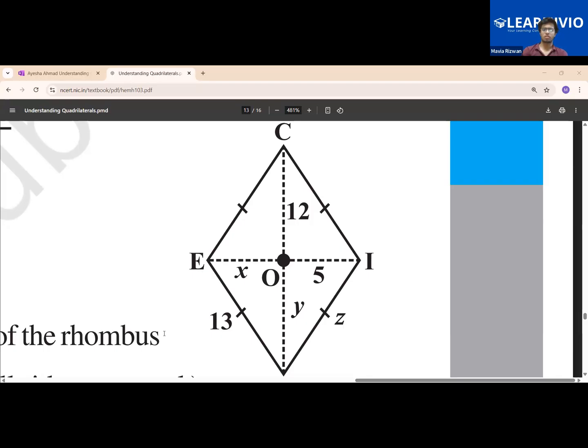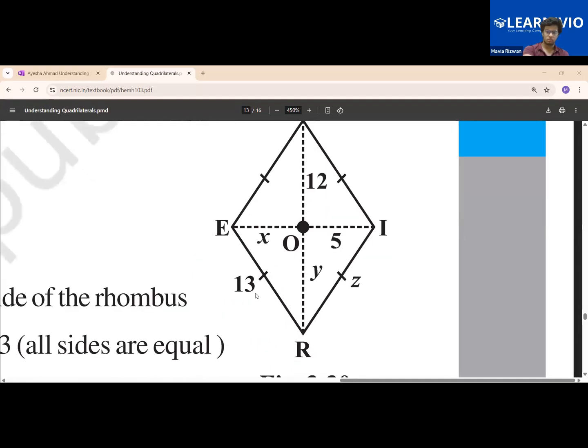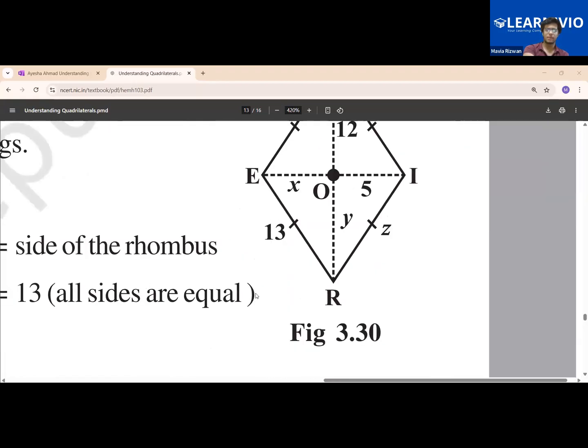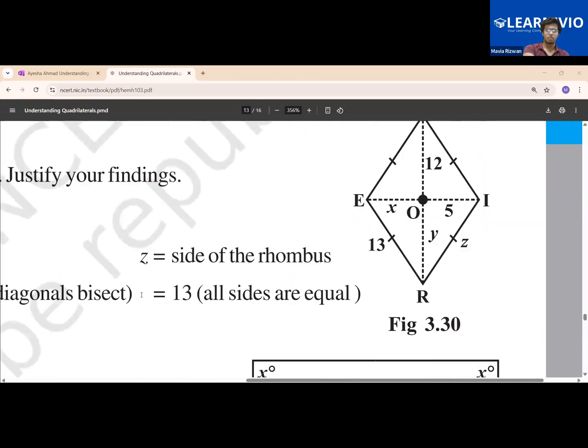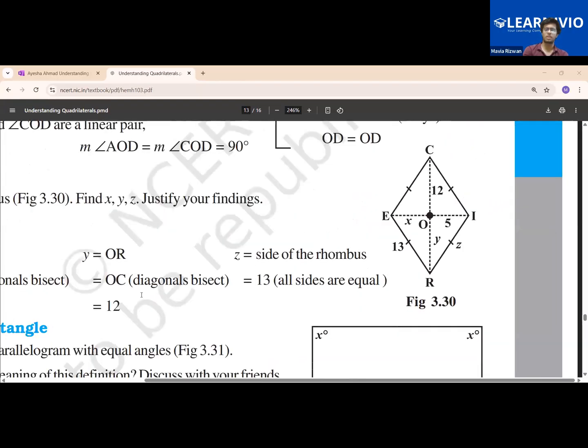What is the answer, Aisha? X is equal to? X equals 5, y equals 12 and z equals 13. Correct. Very good. You applied Pythagoras theorem, right, to find Z? No, I just did diagonals bisect and all that. No, for X and Y the diagonals bisect each other. So how did you find out Z?